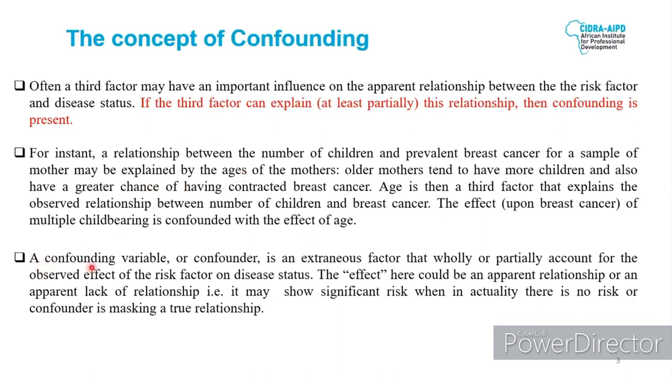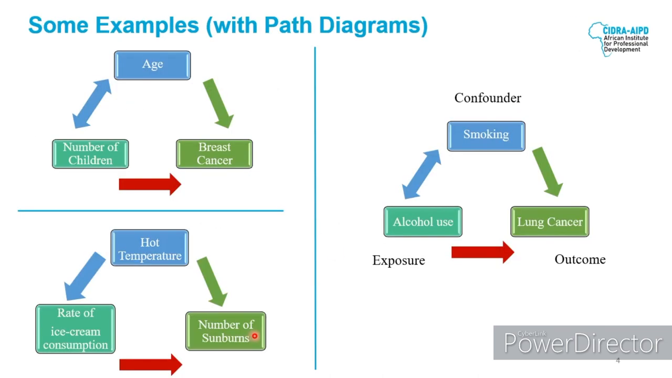Another way we can define a confounding variable or a confounder is that it is an extraneous factor that wholly or partially accounts for the observed effect of the risk factor on disease status. The effect here could be an apparent relationship or an apparent lack of relationship. Therefore, if there is no relationship present and we think that a relationship is present, a confounding factor may be the reason to think so. That is, it may show significant risk when in actuality there is no risk, or the confounder is actually masking a true relationship.